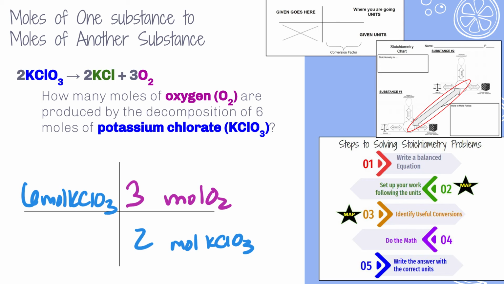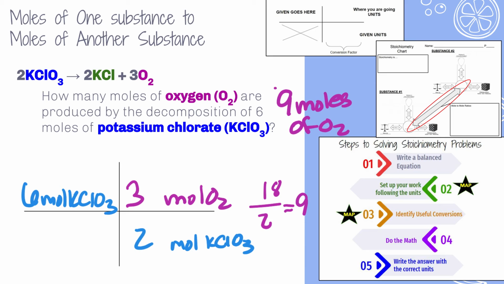Now I've got to do the math. So 6 times 3 is 18, divided by 2 is 9. And then write the answer with correct units. So 9 moles of O2 are produced by the decomposition of 6 moles of potassium chlorate.